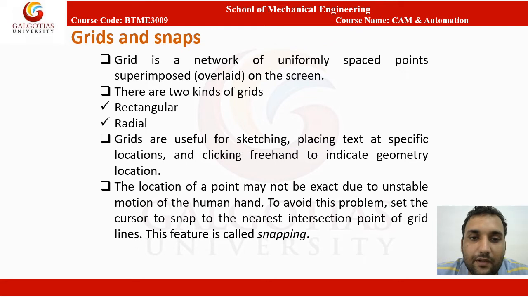Grid and snap. A grid is a network of uniformly spaced points overlapped on the screen. There are two kinds of grids: one is a rectangular grid, the other is a radial grid. The grids are useful for sketching, placing text at specific locations, and clicking freehand to indicate geometric locations. The location of a point may not be exact due to unstable motion of the human hand. To avoid this problem, set the cursor to snap to the nearest intersection point of the grid lines. This feature is called snapping.